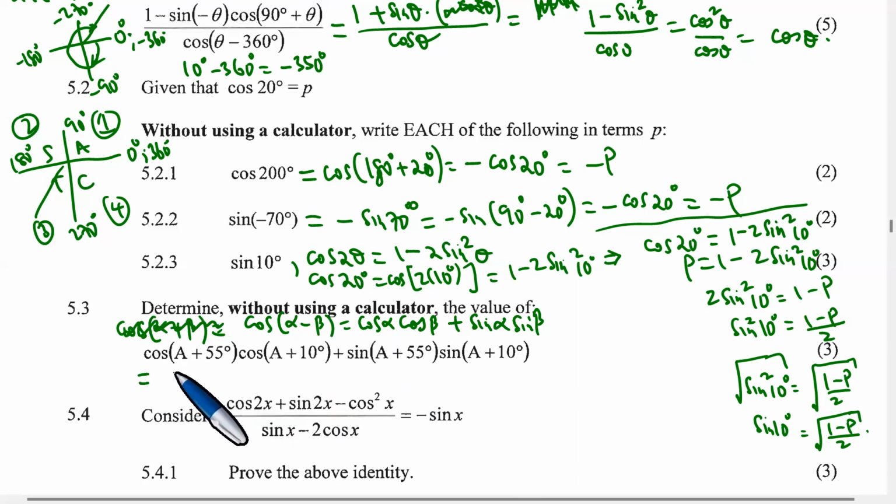So this one here becomes the cosine of alpha and beta, which is A plus 55 degrees. We subtract. This is like alpha, then you subtract A plus 10 degrees. So this is like your alpha, and this is like your beta. So if it's alpha and beta, you just subtract the angles. It becomes alpha minus beta, where alpha is the first one, A plus 55, and beta is the second one.